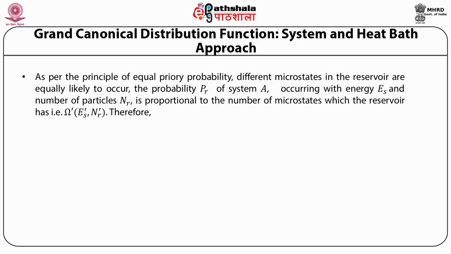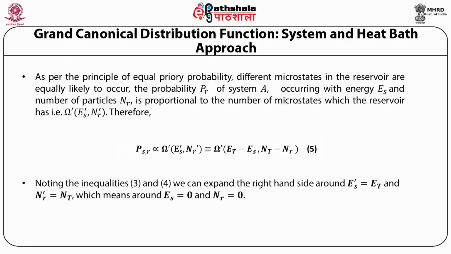The probability PSR of the system A occurring with energy Es and number of particles Nr is proportional to the number of microstates which the reservoir has, that is, Ω' as a function of E'S and N'R. Therefore, PSR is proportional to Ω'(E'S, N'R), which is equivalent to Ω' as a function of (Etotal − Es, Ntotal − Nr).